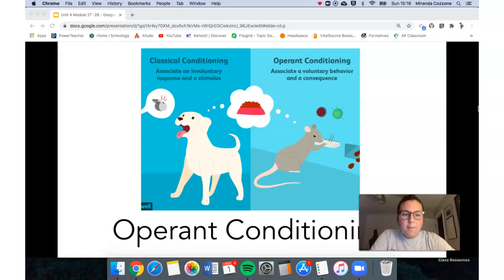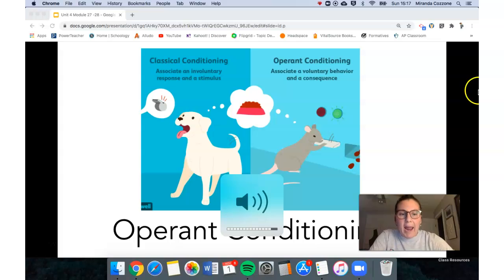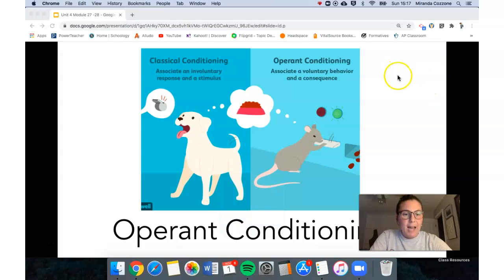All right, so welcome. Today we're going to be focusing on modules 27 through 28. And I'm starting here with the picture that was actually on the last slide, but now that you have both classical and operant conditioning, at least a little bit of context for them, I think this picture will make more sense. Okay, so the thing to remember is that classical conditioning associates an involuntary response with the stimulus.